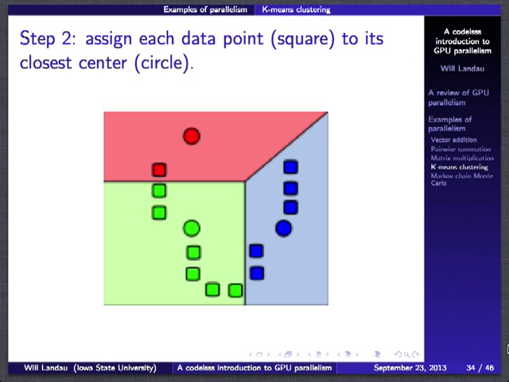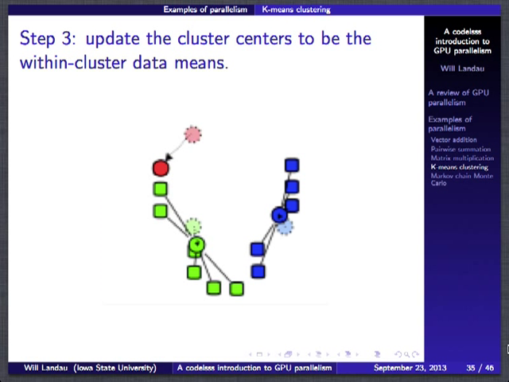And so we're not done, because clearly this red circle is far away from the only member of its cluster, and these green and blue circles similarly need to be adjusted. So that's what step 3 is all about. We update the cluster centers to be the within-cluster data means. And so when we do that, the green circle moves here. The red circle moves here. The green circle moves to the middle of its points. And the blue circle moves to the middle of these points.